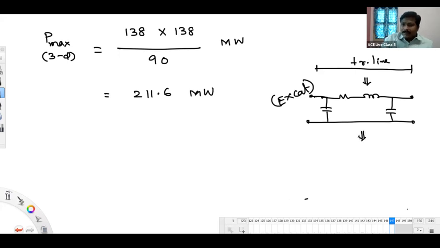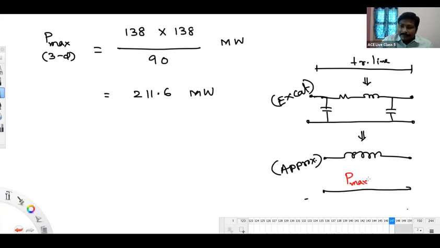This model we converted into a series reactance. Kindly observe. Series reactance. Is it an approximate model now? Right. It's an approximate model. I think all of you are getting this point. Anybody, please tell me, what is the Pmax of this network we have? 211.6 mega. So called Vs into VR by X.